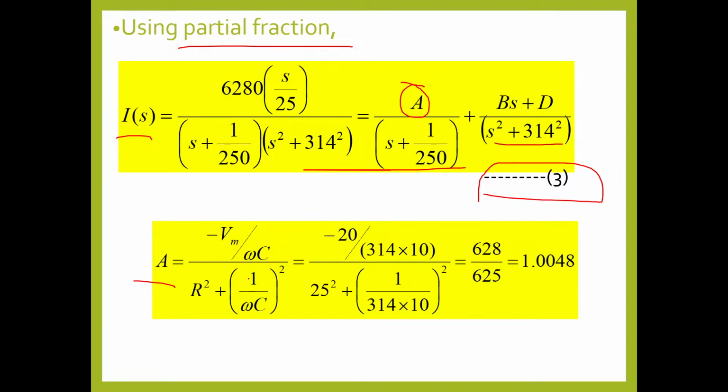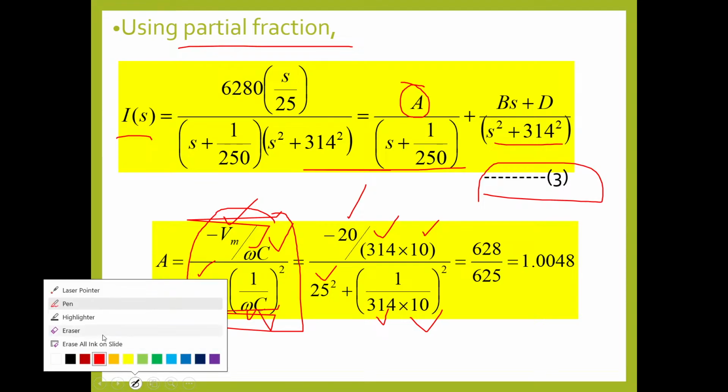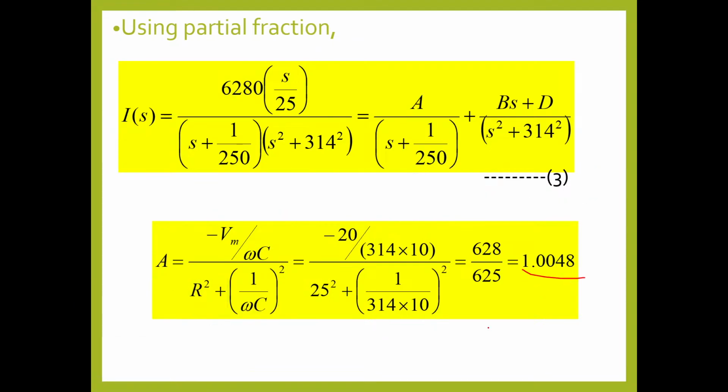Okay, simply you can go for partial fractions simplification, or simply if you remember the formula for a, write the formula and substitute all the values. I know Vm is 20, omega is 314, C is 10 farad, R value is 25. Substitute all those values in a, and you will get some value for a.